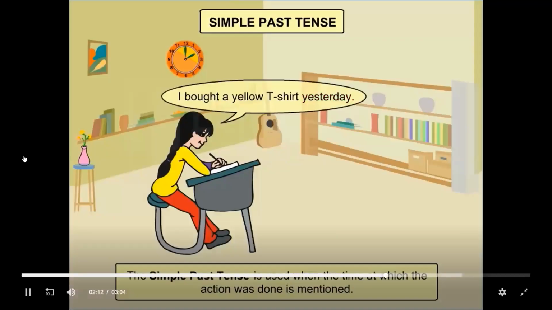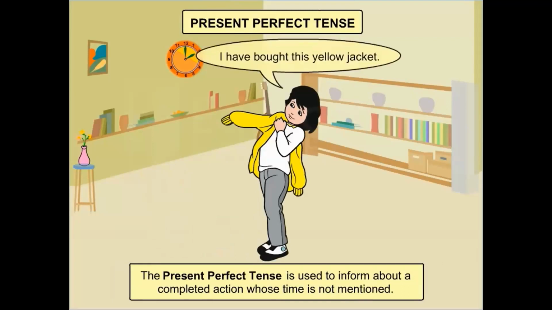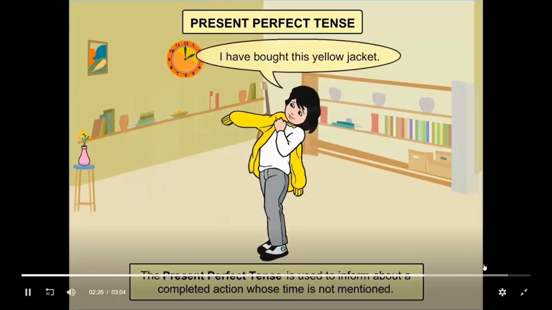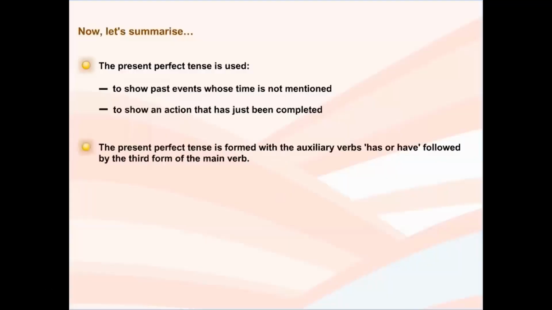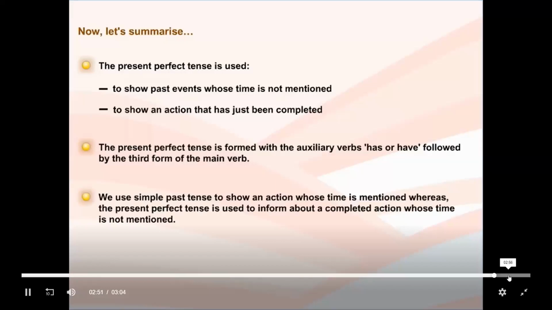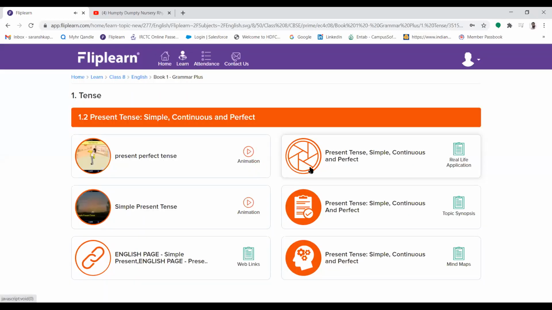It is depicting the time when the yellow t-shirt was bought. The present perfect tense is used to inform about a completed action whose time is not mentioned. For example, I've bought this yellow jacket. Now, when this yellow jacket was bought has not been mentioned. The present perfect tense is formed with the auxiliary verbs has or have, followed by the third form of the main verb. We use the simple past tense to show an action whose time is mentioned. Fine, ma'am, that was tenses.